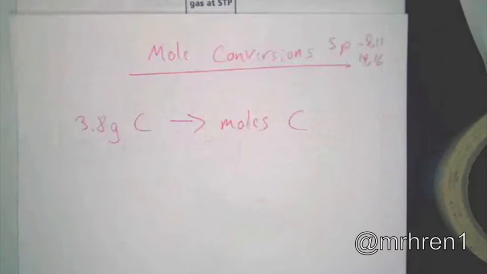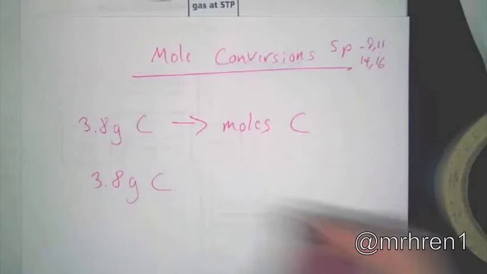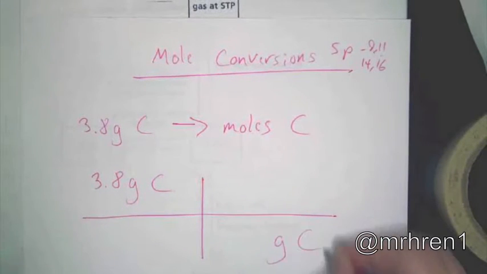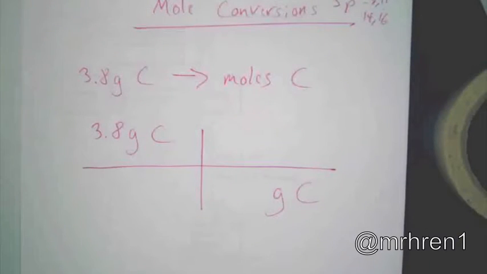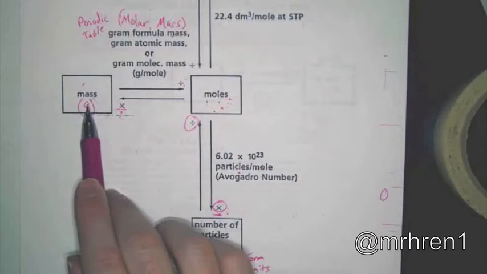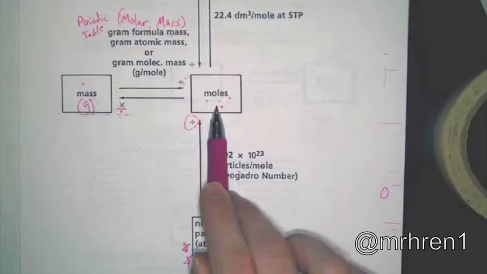Before we do that though, let's just set up our problem like you usually would. You do 3.8 grams of carbon, and you set it up. You put grams of carbon down there, because remember, whatever you write here, you put down there. That's just how it works. You should be trained for sure to do that now. In this case, we are starting at grams and we are converting to moles. You're going grams to moles.